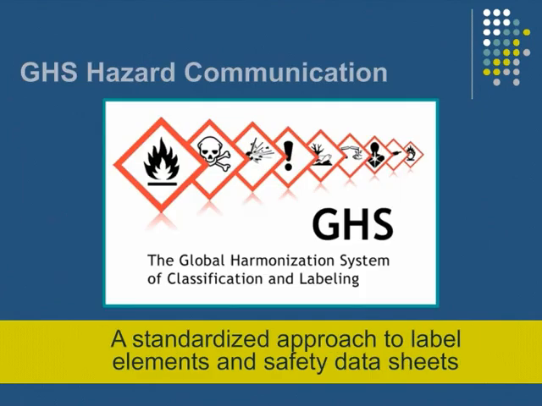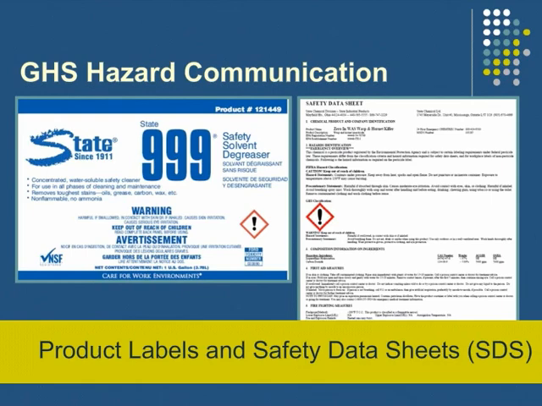Before getting started, it is important to note that OSHA recently adopted the Globally Harmonized System. GHS is an international approach to hazard communication, providing classification of chemical hazards and a standardized approach to label elements and safety data sheets. As you will see, this new system will greatly help in the ability for all workers to use and handle chemicals safely. The two areas where this information is available are the product label and the safety data sheet.